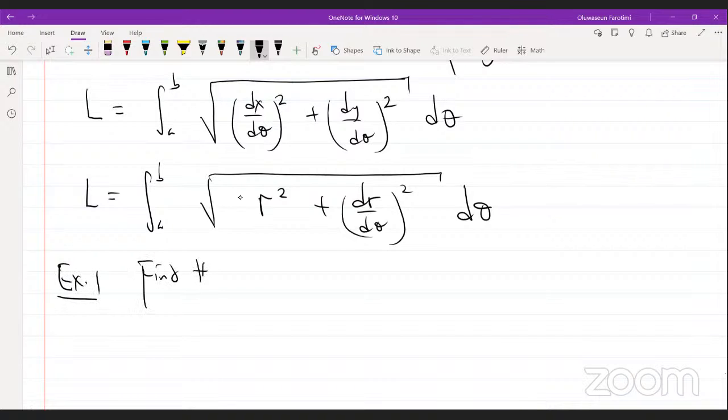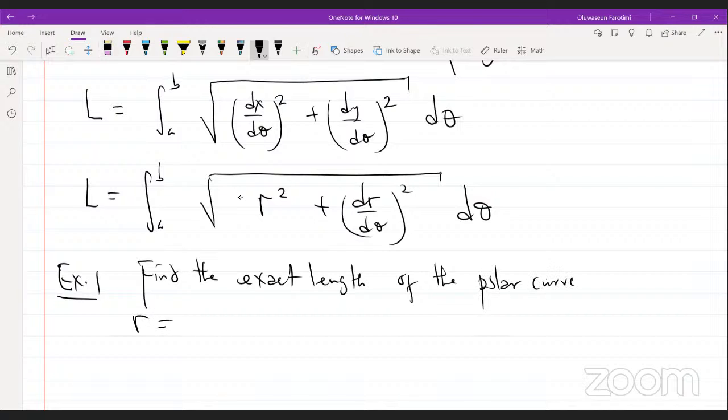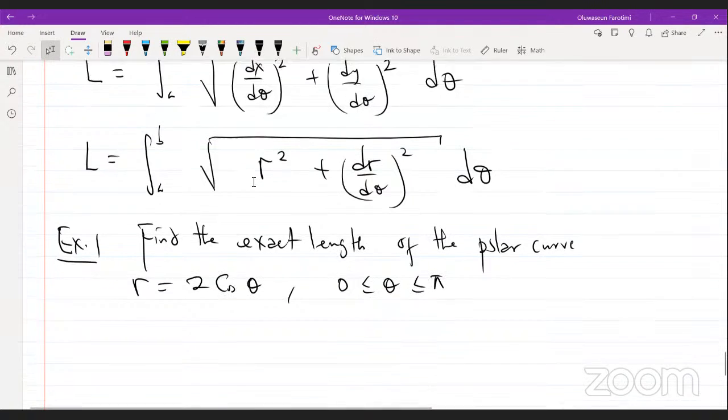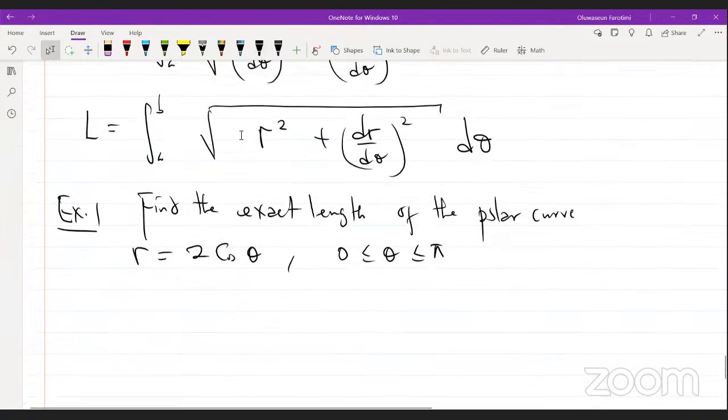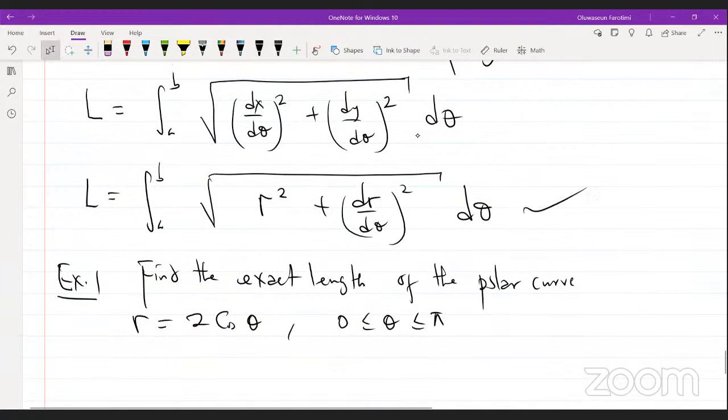Find the exact length of the polar curve r equals 2 cosine of theta, where your theta is between 0 and pi. So keep in mind that this is my formula, right? So, solution.